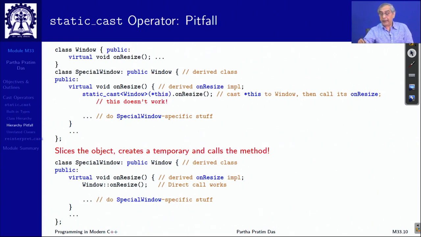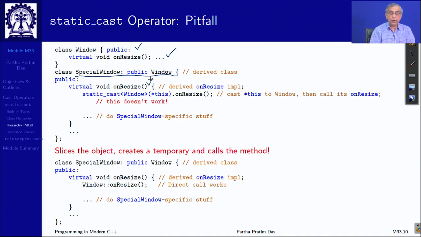Now, here I will just point you to a little pitfall, a very common mistake that many of us make. Just think about a class Window which has a resizing method, onResize. If you try to drag and resize the window, this function is called and the resizing drawings are done. Now, from that we have specialized to a special window, which may have some additional requirement when you resize it.